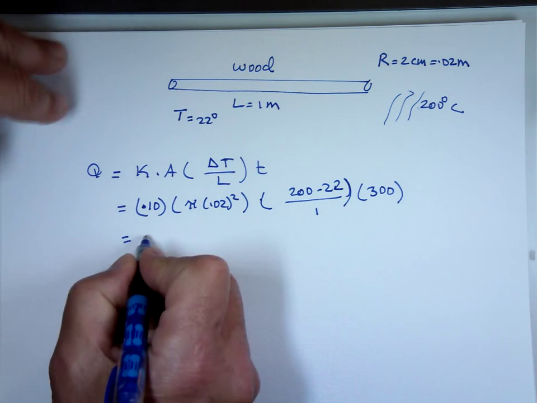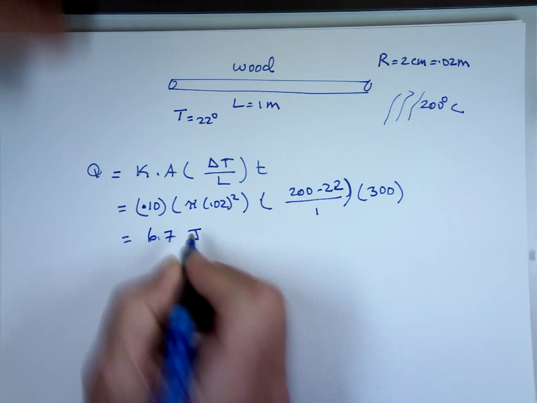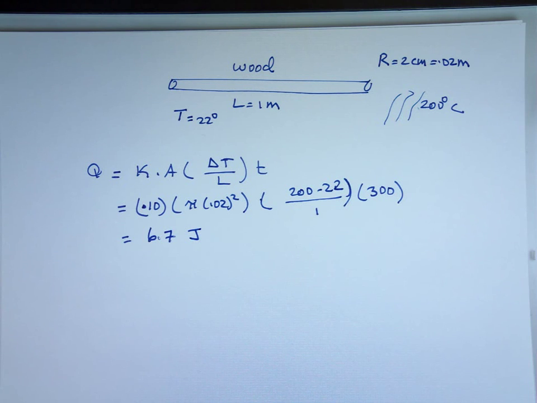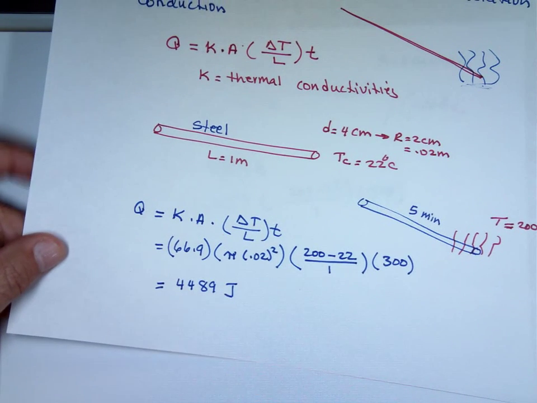Ready for that? 6.7 joules. That's it. 6.7 joules versus 4,489 joules.